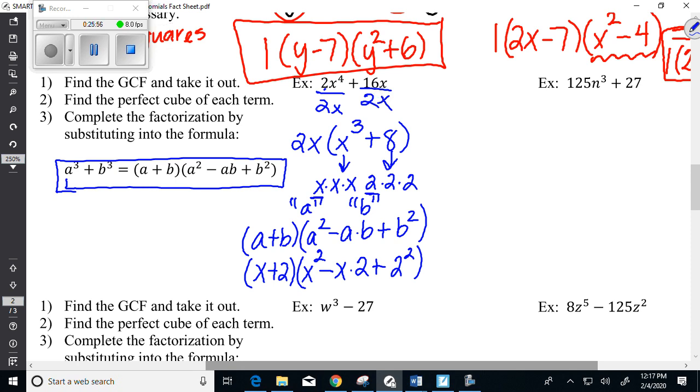So your final factored answer is 2x, because that's the greatest common factor you took out at the start of the problem, parentheses, x plus 2, parentheses, x squared minus 2x plus 4. And that makes up your factored answer. So again, it's not a difficult problem, but it is a problem in which you have to pay attention to what you're doing step by step by step.